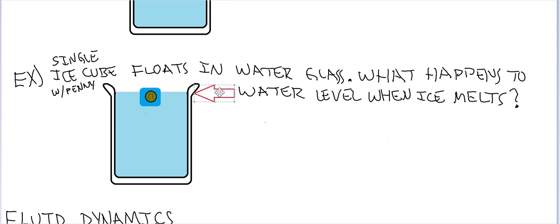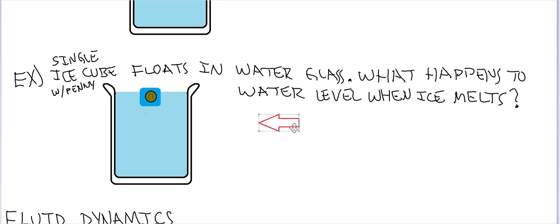So you come here with the glass of water, ice cube with penny frozen inside it. You note what the water level is carefully. You have to get down next to the glass and make sure that you're actually measuring this well, because the effect isn't huge for just a single penny. So you're going to have to be careful with this and make sure that you don't spill water. Then you let this ice cube melt, and so what's going to happen?